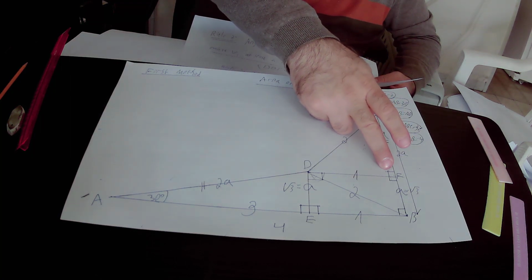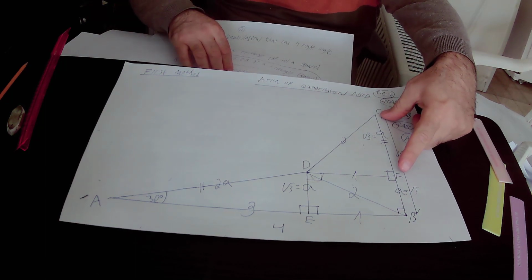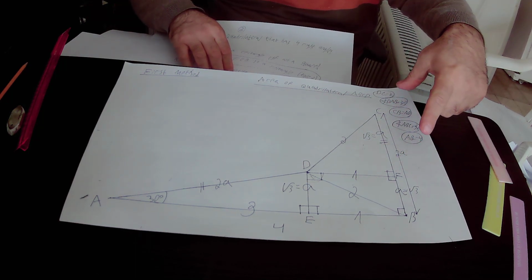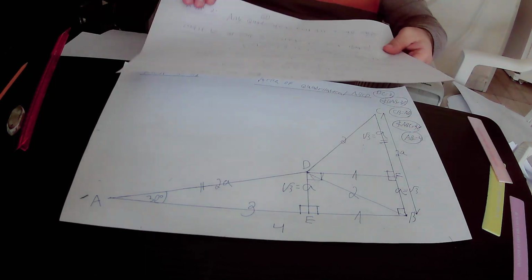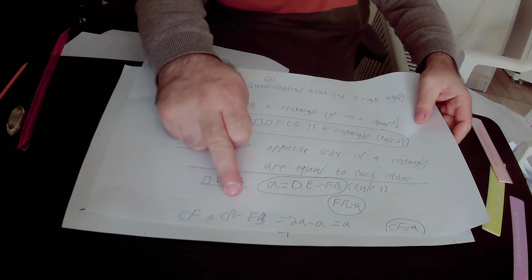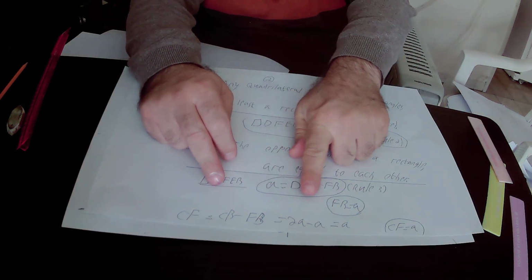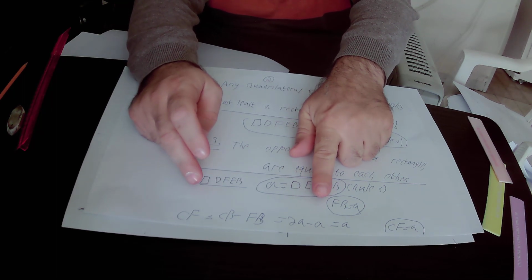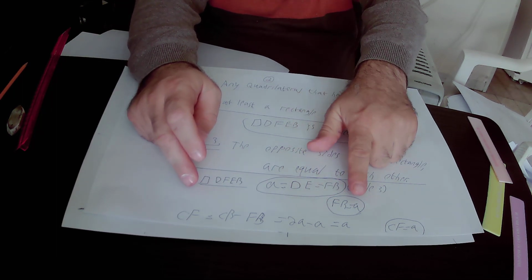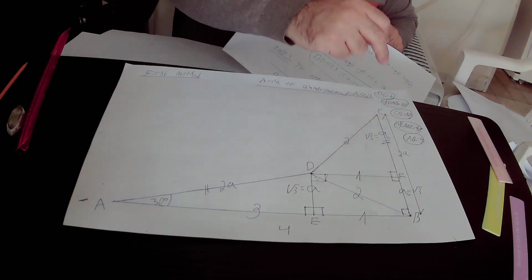What is the value of CF? You can see easily from the drawing that CF equals CB minus FB. But CB equals 2A, and FB equals A. So CF equals 2A minus A, that is to say, CF equals A. So we found out that CF equals A.